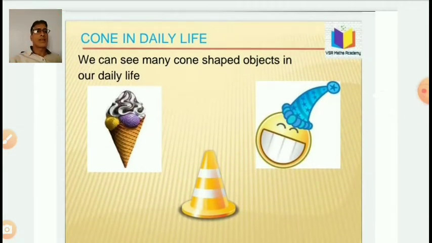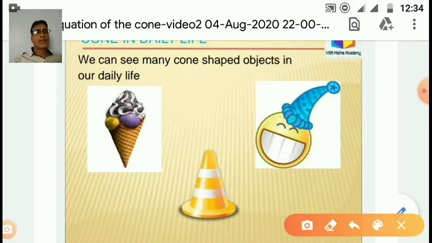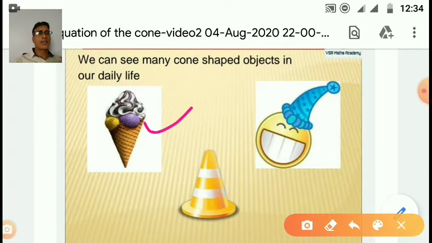Cone in daily life. What is a cone? I think every one of you is familiar with these objects. In our daily life, we are familiar with many objects which are in cone shape. Everyone comes across many objects in nature which are in cone shape. First of all, let us see this. This is called an ice cream cone. It is named after the shape, cone ice cream. This shape is called a cone.